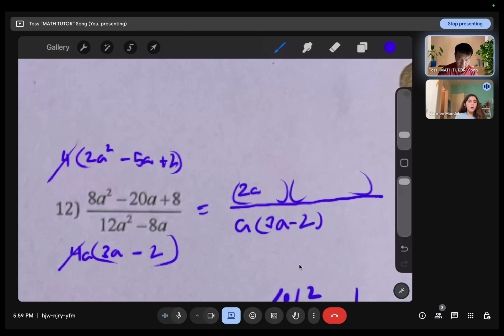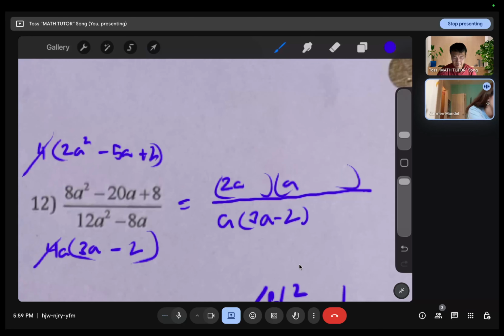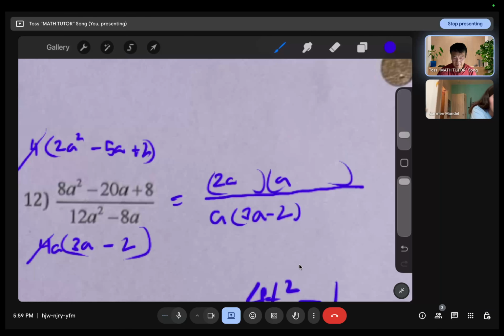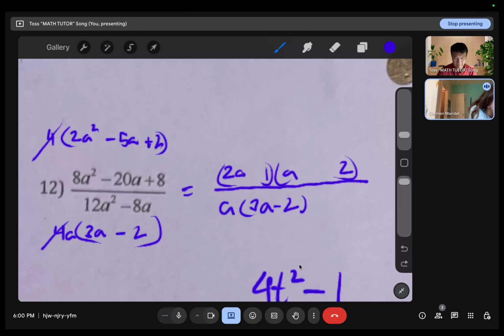2a and a, because it's the new version. So it's 2a, and then a, and then to get 2, it's going to be 2 and 1. Is that okay? And then check. What about the signs? They're both going to be negative.